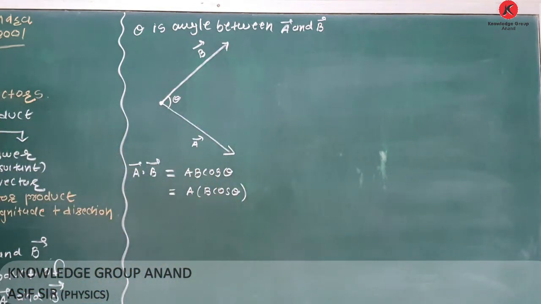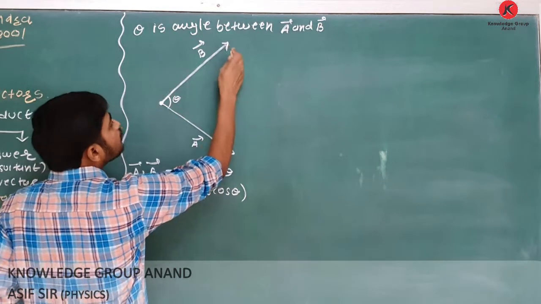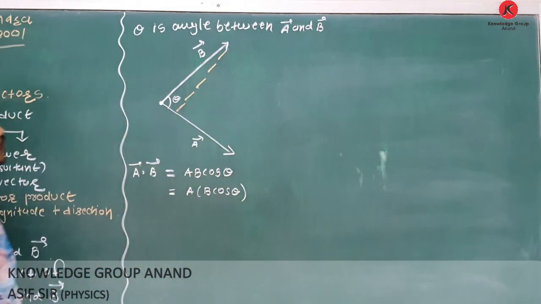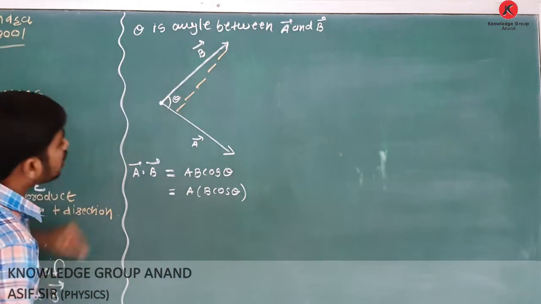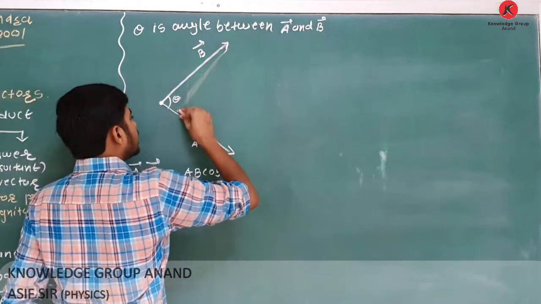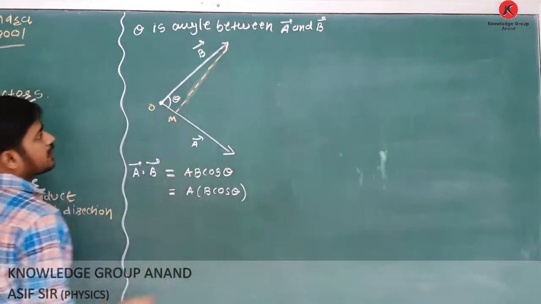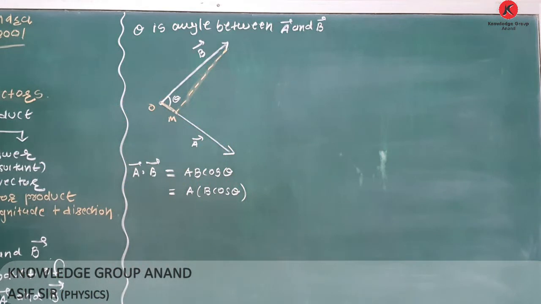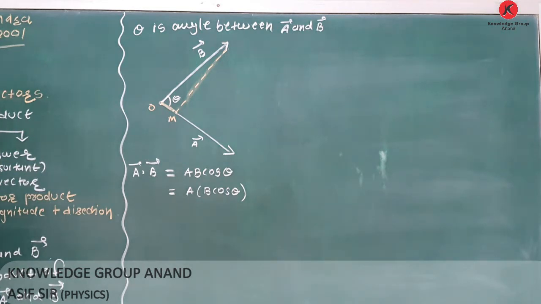It is vector B. If I draw a perpendicular from the head of vector B on vector A, like this, then let this point be O and this point be M. Then this OM is called the projection of vector B on vector A. Clear about this? Okay.